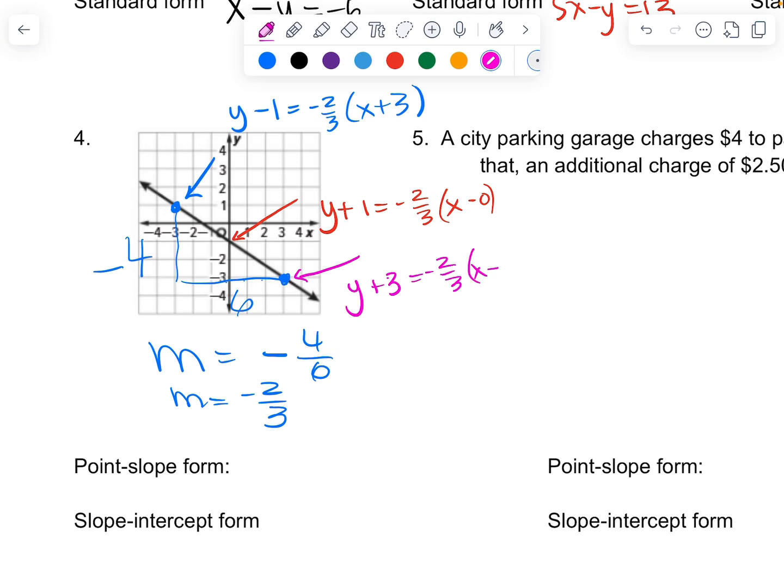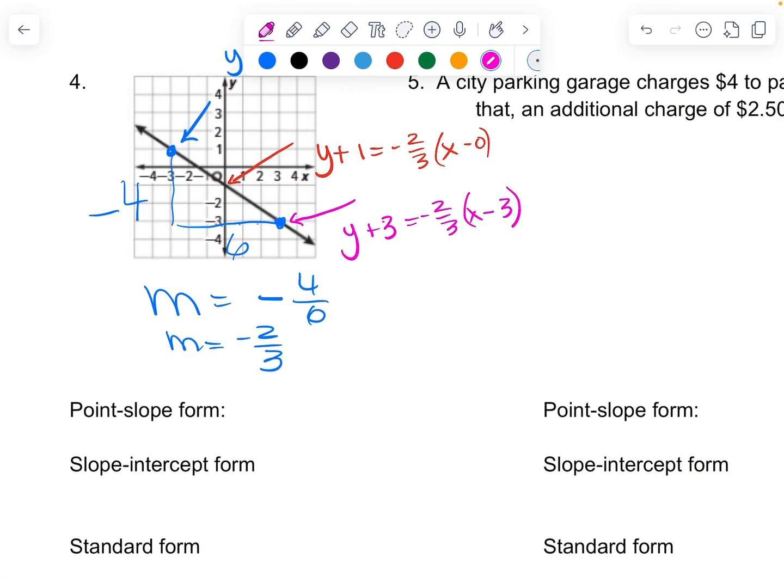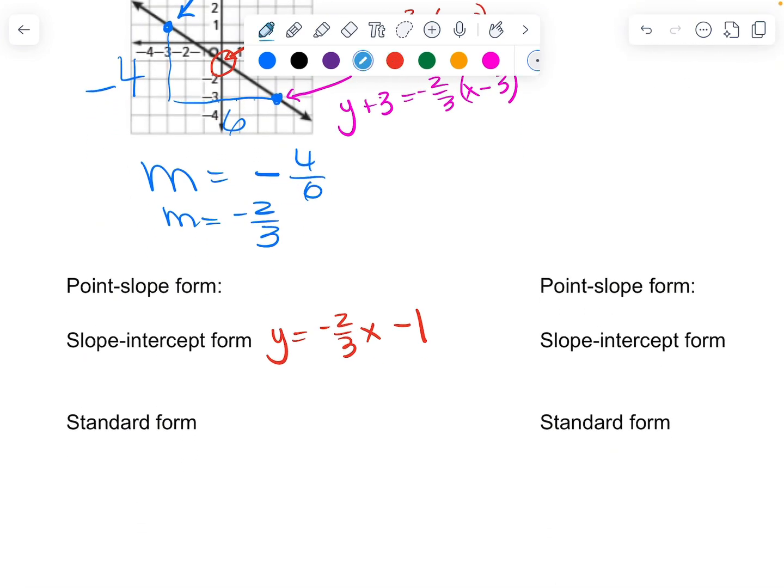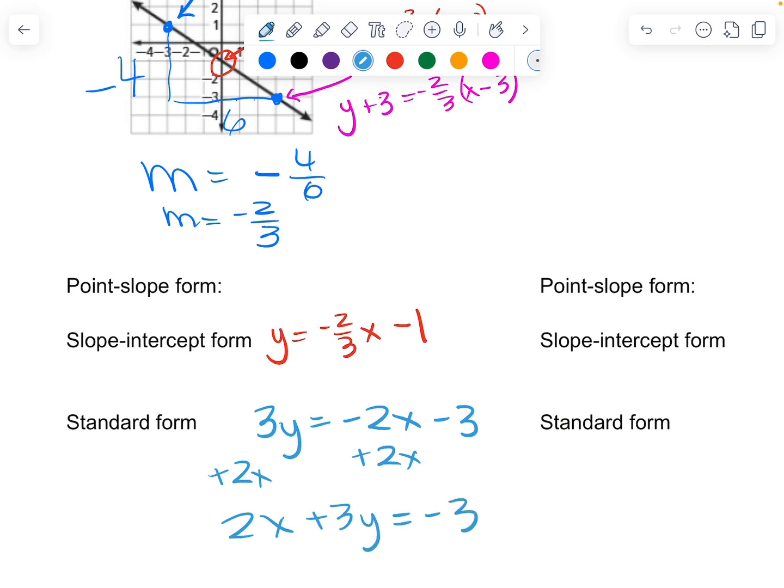What is that? Minus 3. And if I was going to say slope-intercept form, well, this one, the red, this is the intercept. So y equals negative 2/3 x minus 1. And if I want to make that into standard form, I would multiply everything by 3, and I'd get 3y equals negative 2x minus 3. Add the 2x to both sides and get 2x plus 3y equals negative 3.